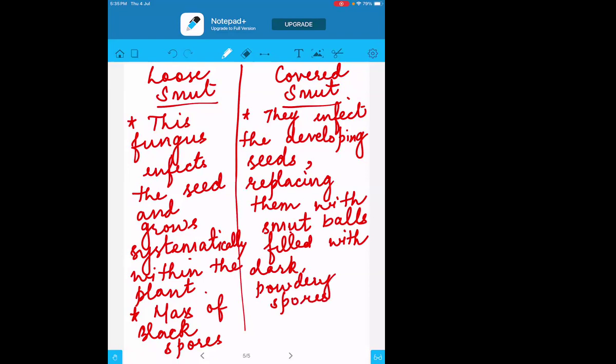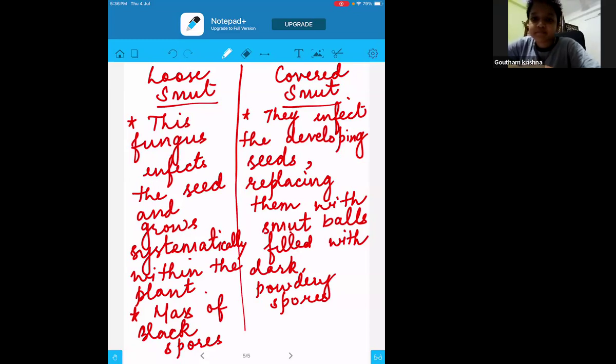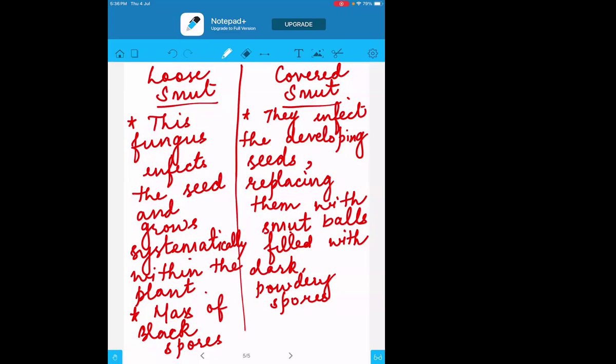Now you tell me, in the first condition, they will be affecting the seeds, and then slowly and gradually the whole plant will get affected and the mass of black spores comes. Whereas in the covered one, when the seed is developing, the seed will be replaced by a small ball-like structure which will be filled by the spores. Now you tell me, which is more harmful, the first one or the second one? First one, ma'am. Any other answer? Ma'am, I think it's the second one.